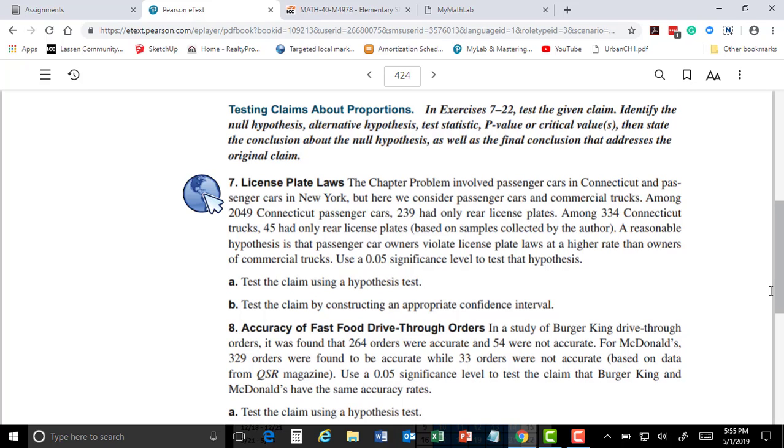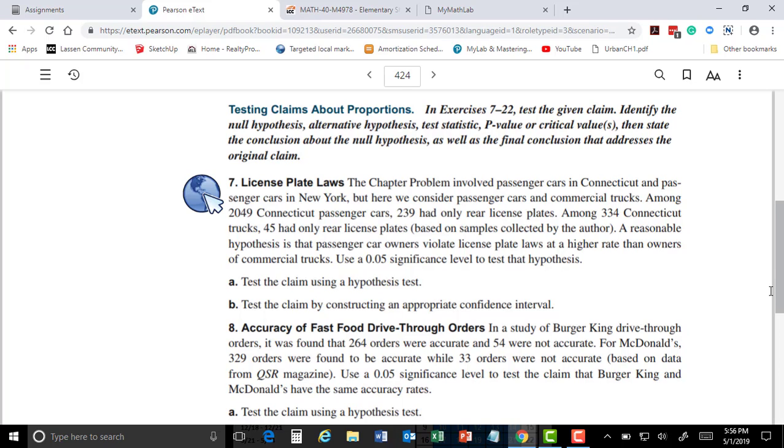What happens is that you have some states where people are driving around with one plate on the back of the car instead of one in the front and one in the back. So this is comparing whether there is a statistical difference between the proportion of people driving with only one plate in one state versus in another state. Can you see how that might be useful?